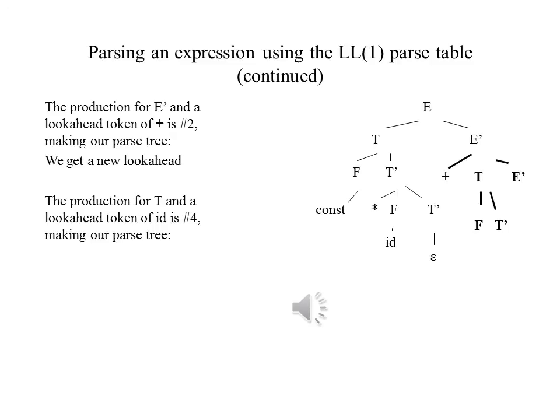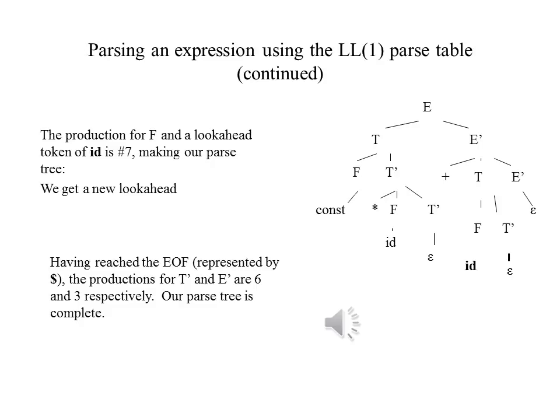We match the plus sign to the token and get a new token, identifier. We look up T and identifier in the parse table and get production 4. T derives F T prime. Looking up F and identifier in the parse table gives us production 7. F derives identifier. Matching identifier to the token requires a new token, which is end of file, represented here as a $ sign. We look up T prime and end of file to get production 6.